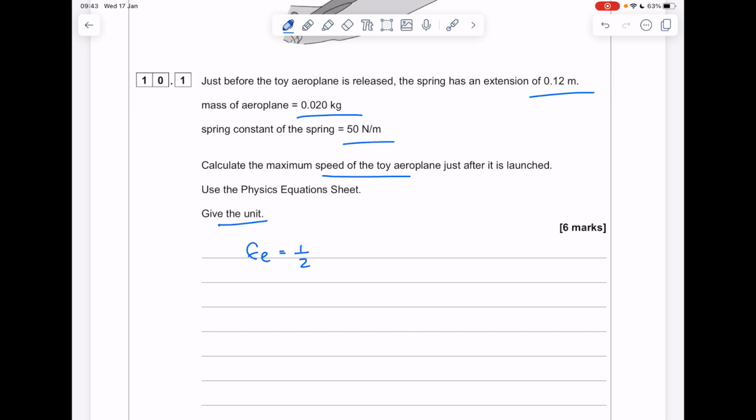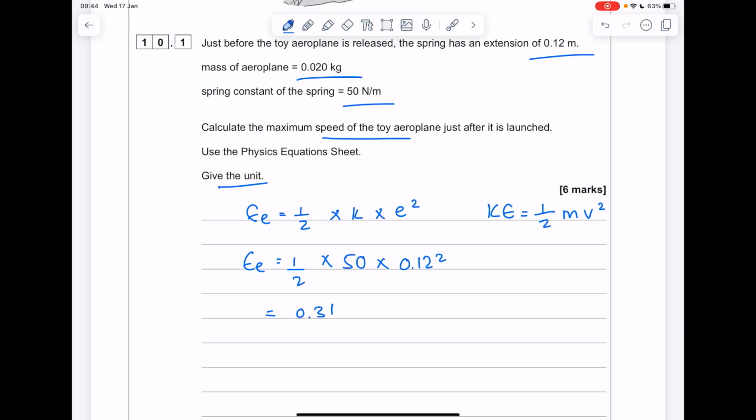which states that elastic potential energy is 0.5 times the spring constant K times extension squared. And we'll need to use a second equation, which is that kinetic energy is half mass times speed squared in order to find that final speed that we need. So to get going, we're looking for the elastic potential energy. The spring constant is 50. The extension is 0.12. Put that into your calculator to get 0.36.